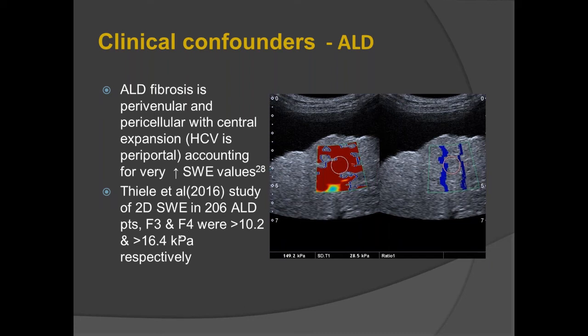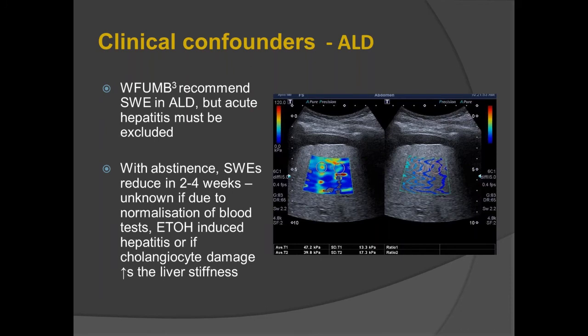Wolfram thought that although we could use shear wave in alcoholic liver disease, because of the inflammatory, the acute hepatitis that occurs within that spectrum, you just have to be careful that you're not getting someone when they're having an acute flare-up. And they were able to show that when you do have abstinence in patients with alcoholic liver disease, you get a reduction in the shear wave. And they're not sure if it's due to normalisation of blood or the alcohol-induced hepatitis, or whether it's actually a reflection of changes in the liver stiffness.